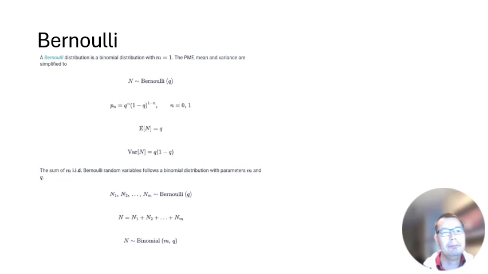The sum of m IID Bernoulli random variables follows a binomial distribution. IID stands for independent identically distributed. So the sum of m IID Bernoulli random variables follows a binomial distribution with parameters m and q. In this case, we are saying N1, N2, and N_m all follow Bernoulli distribution with parameter q, then N is equal to N1 plus N2 plus N_m. Then N will follow the binomial distribution with parameters m and q.